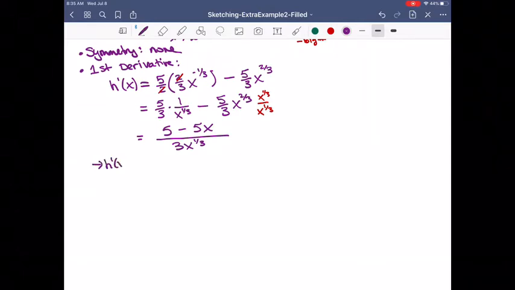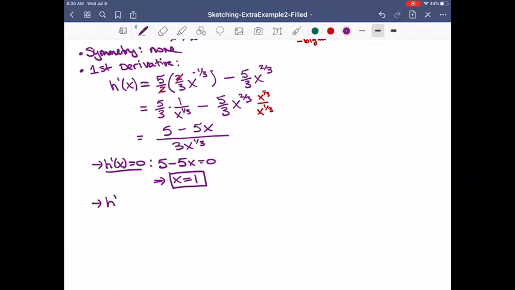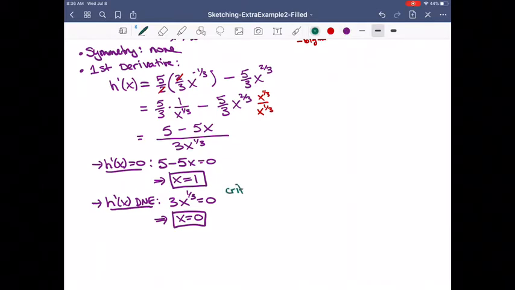Then h prime of x is equal to 0 when the top is 0. That's when 5 minus 5x is 0, which is precisely when x equals 1. So that's a critical number. H prime of x doesn't exist when the bottom is 0, so 3x to the 1/3 is 0, and that's where x equals 0. So that's another critical number, because they're both in the domain. Both of these are critical numbers.